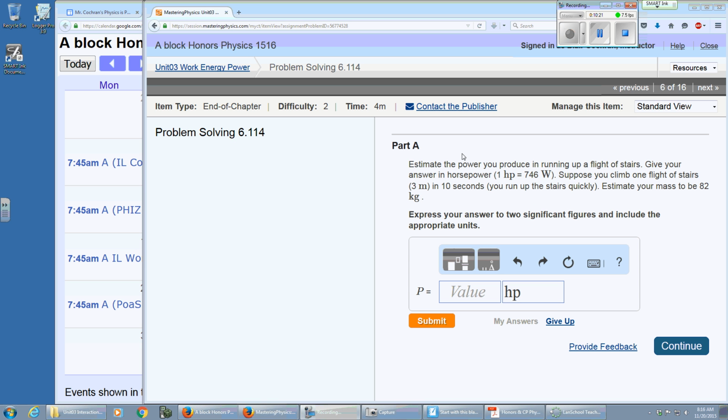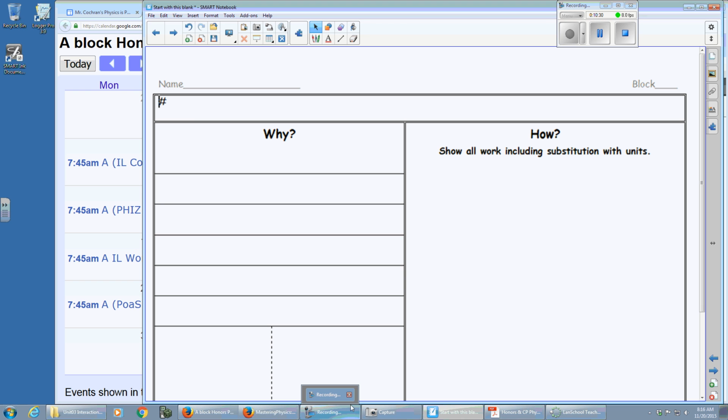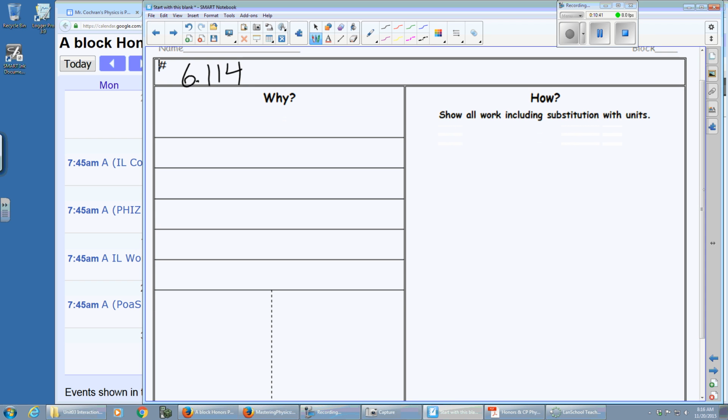All right, so we're going to do 6.114. And this is one of the power problems. So right away in the Y, you need to show that you understand horsepower. What do you got to understand right away to do this problem? Well, it would be good to understand that unit, but I wouldn't go into too much research.